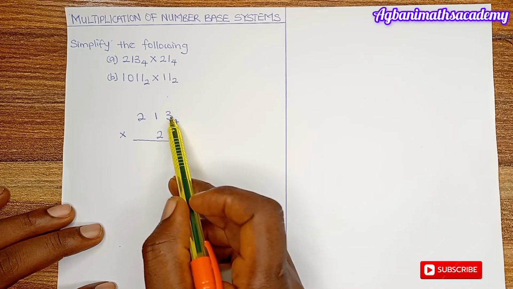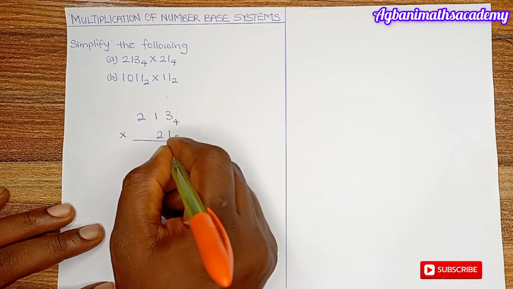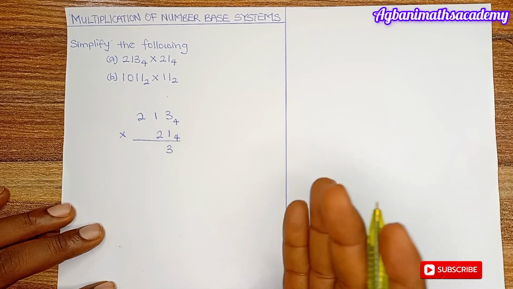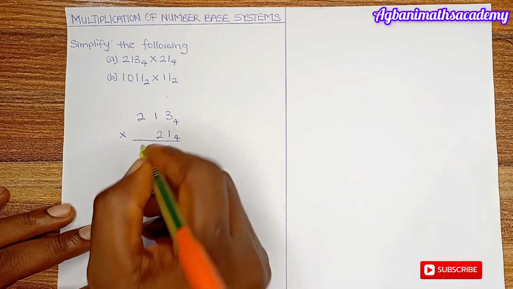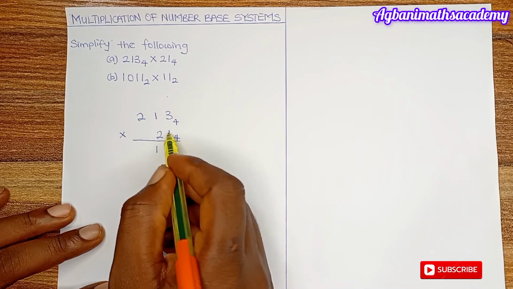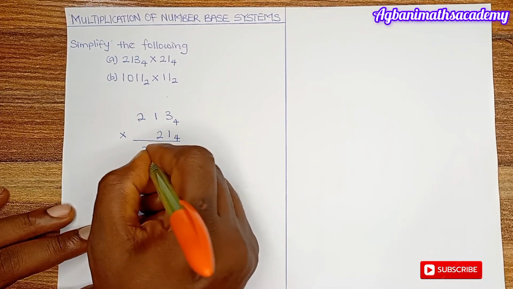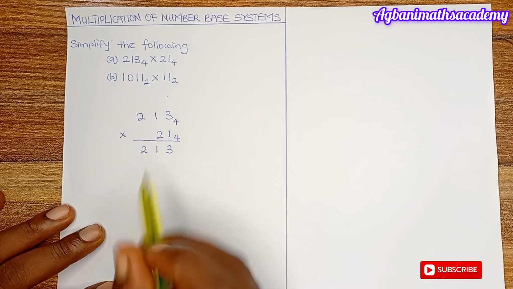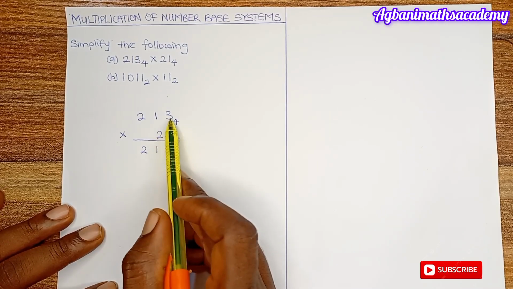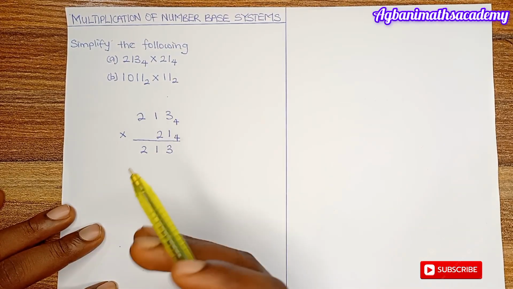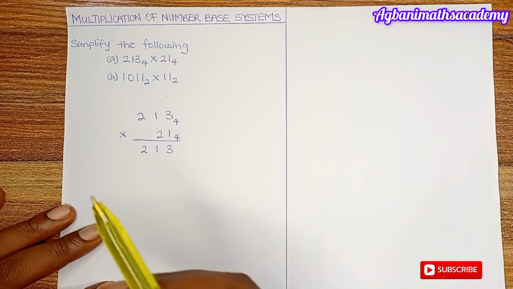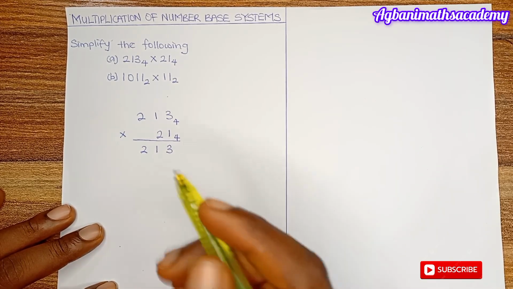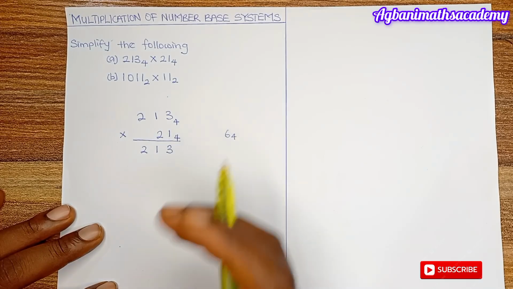So 1 multiplied by 3 is going to give us 3. 3 is not bigger than 4, so we are okay. 1 multiplied by 1 is 1. And 1 multiplied by 2 is 2. So now we go to 2. 2 multiplied by 3 is 6. But 6 is bigger than 4. So this means 6 base 4 is not correct.